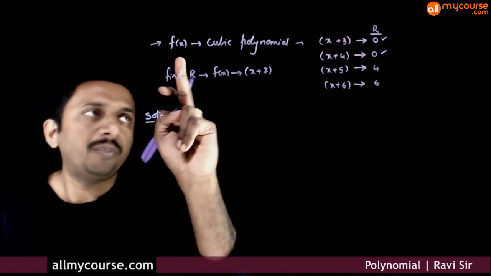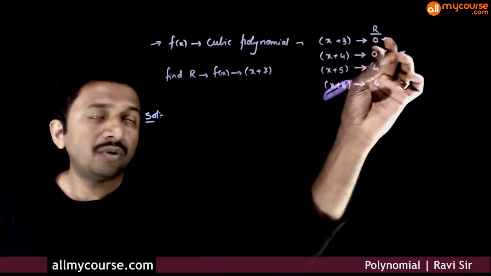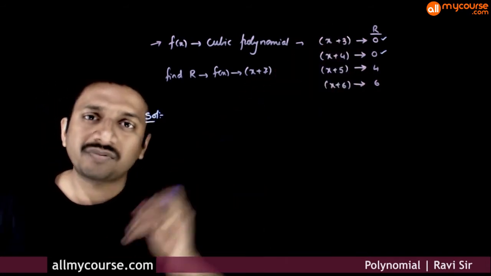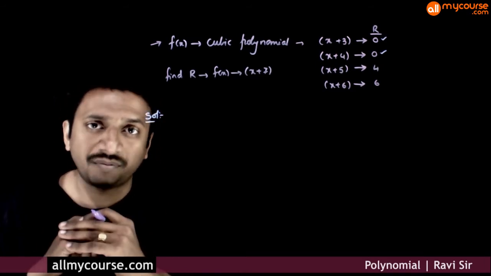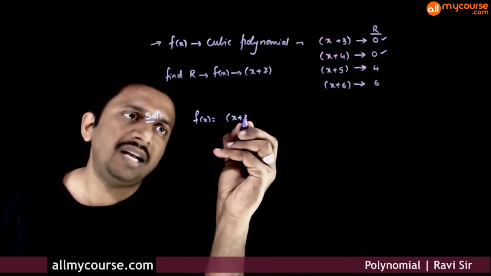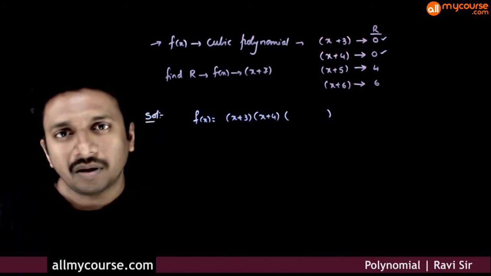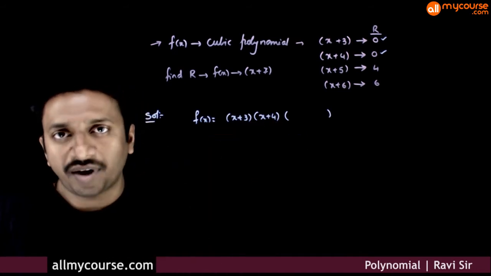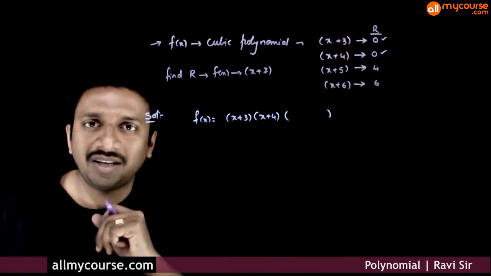So f of x is a cubic polynomial, and when divided by x plus 3 and x plus 4, the remainders are zeros. That means x plus 3 and x plus 4 are factors of f of x. So can I write f of x as x plus 3 times x plus 4 times, what is the other factor? So I know that x plus 3 and x plus 4 are 2 factors, and f of x is a cubic polynomial. So what will be the quotient that is remaining here?